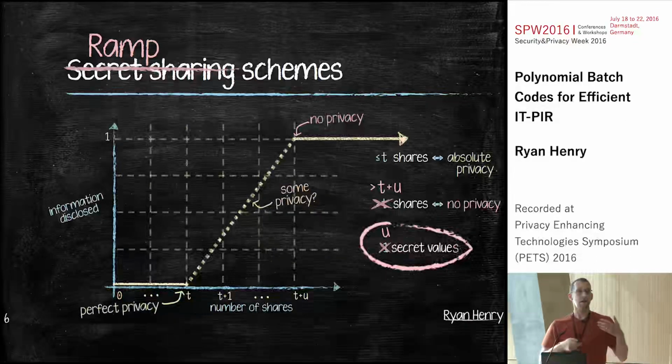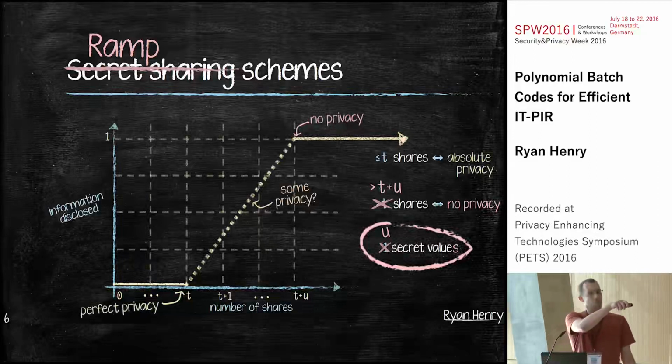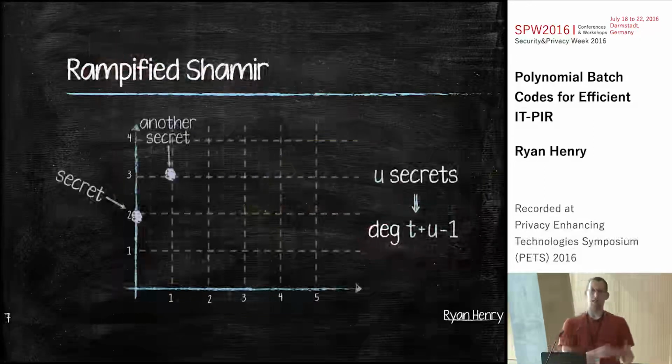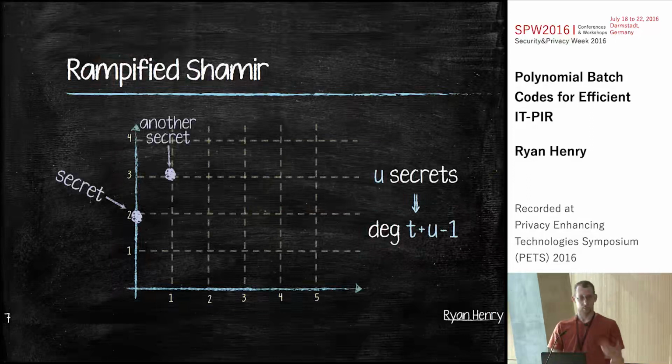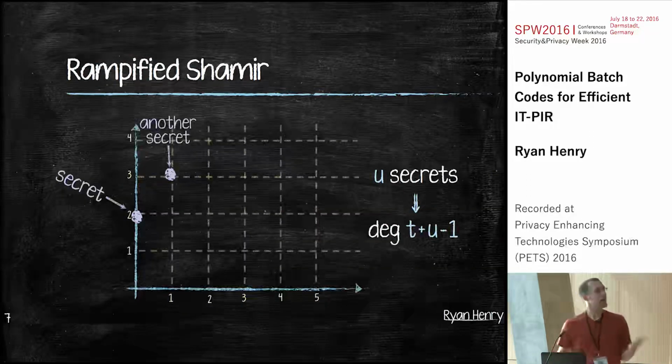And the upshot of this relaxation is we can now fit U secrets, or U times as many secret bits, into the secret sharing scheme. So the shares that the users have look exactly like they used to, but we have a U-fold improvement in the amount of information we can pack. And we're going to try to use this to speed up the PIR. And how do we actually implement this?